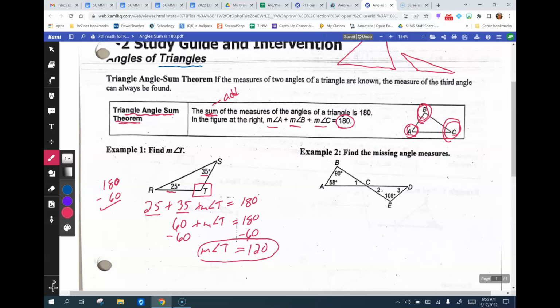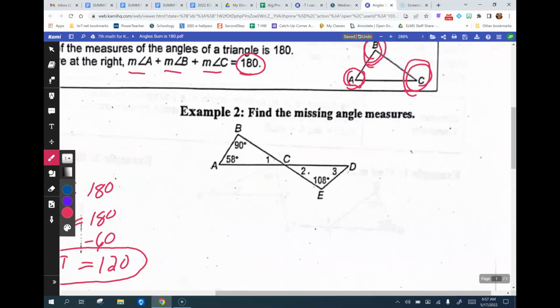Now, it comes in really handy when we're doing other things. So look at this next one, and I want you to see what I see. See this right here? What kind of angles are those? Right, those are vertical angles. It says find all the missing angle measures, so I'm going to have to find 1, 2, and 3.